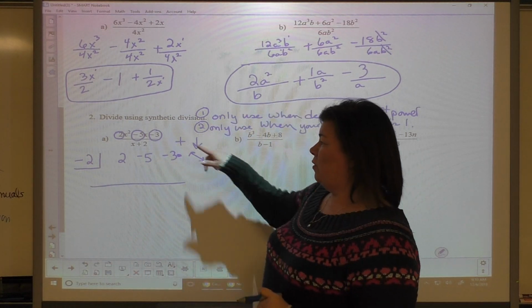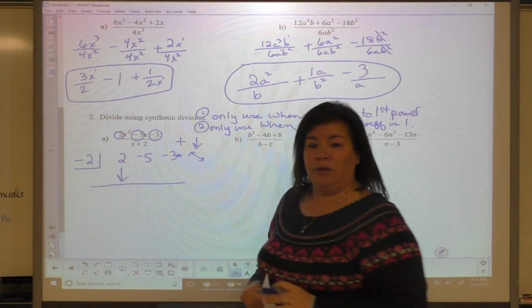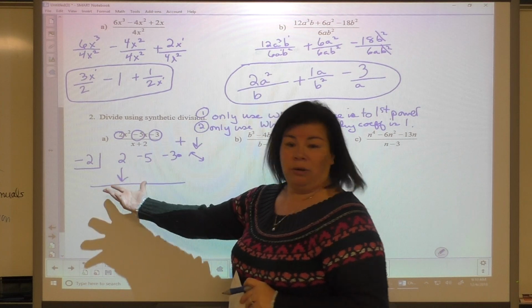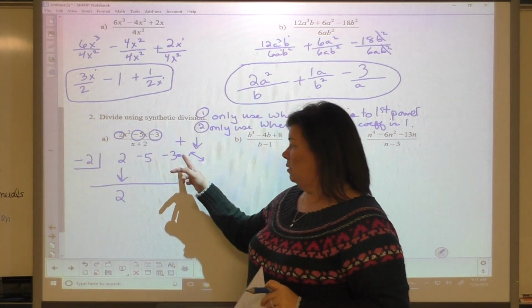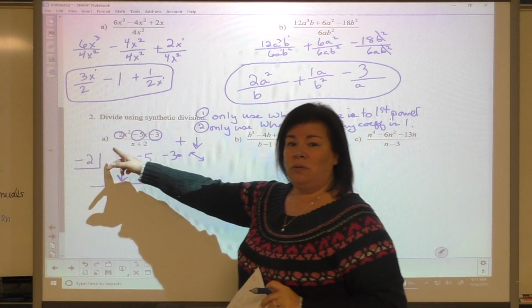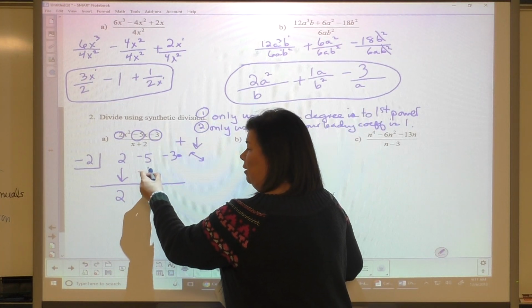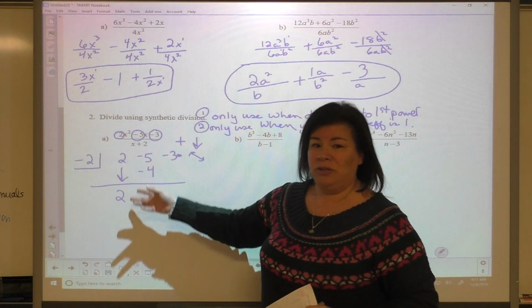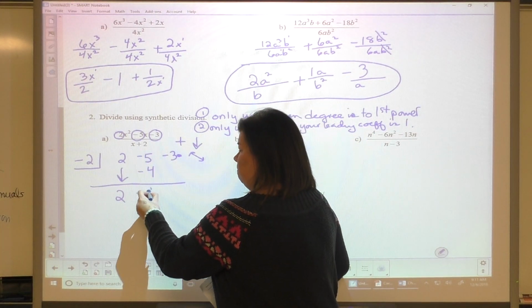Now, the first thing we're going to do, always bring down that first term. So 2 plus 0 is still 2. And now on a diagonal, according to what I told you before, we're going to multiply. So negative 2 times 2 is negative 4. And we're going to put that right here. And now we're just going to add straight down. Negative 5 plus a negative 4 is a negative 9.